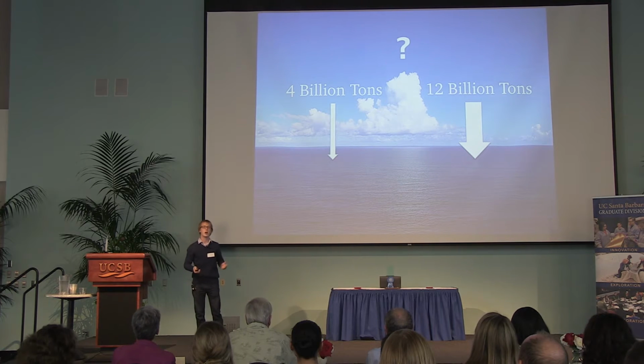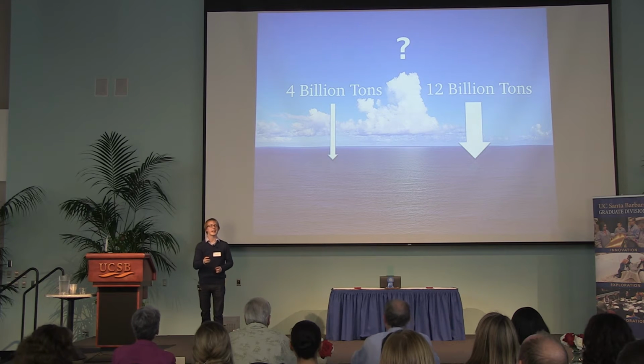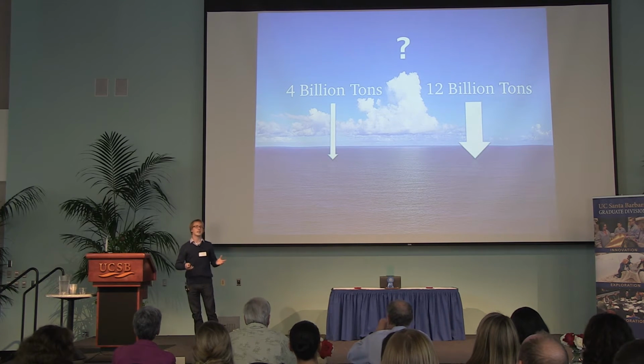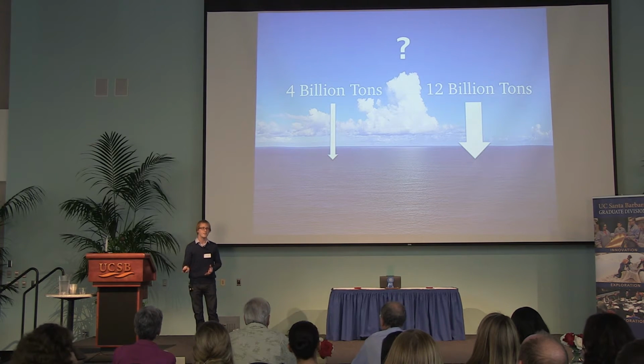Now, this gets us to our problem. This is actually a big range, and the exact number can have huge implications for modeling our climate in the future. Now, this exact number also depends mostly on how big each cell is and how many of each cell there are in the ocean.